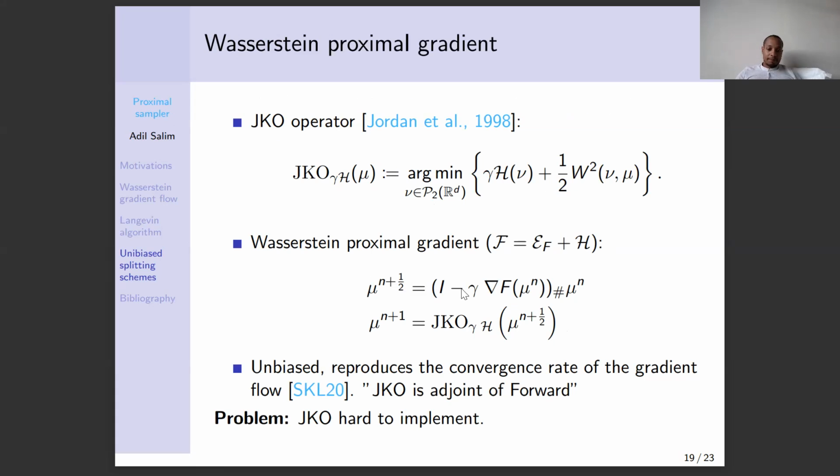So here what we did is that we kept the forward step, and we replaced the flow by the adjoint of the forward. What if we think the other way around? Instead we keep the flow step and we replace it by its adjoint. For a long time I thought that it would be possible to implement the JKO of the entropy. And when I moved to Berkeley to attend a semester on sampling, I thought that with the colleagues there we would find a way to implement the JKO of the entropy, but actually this did not happen.